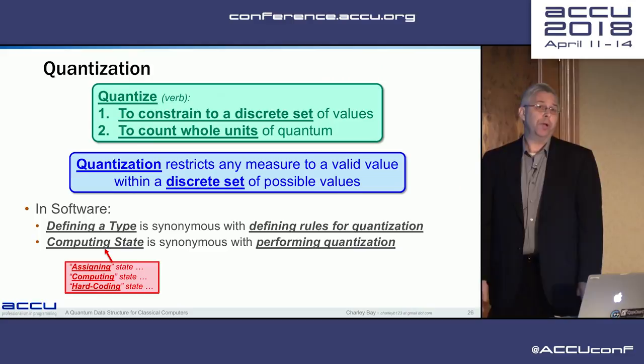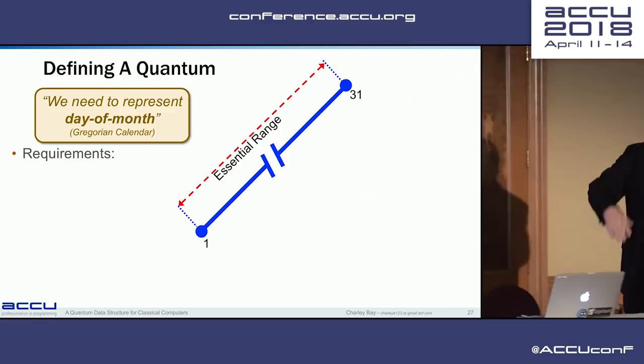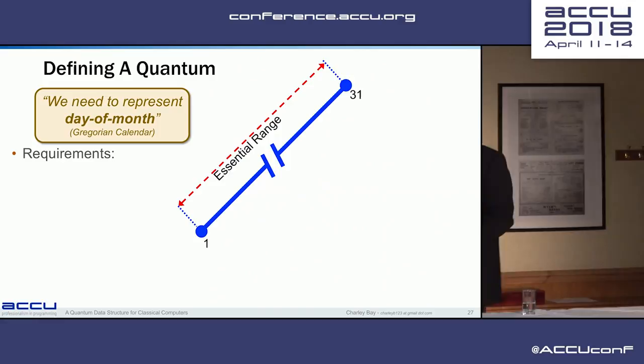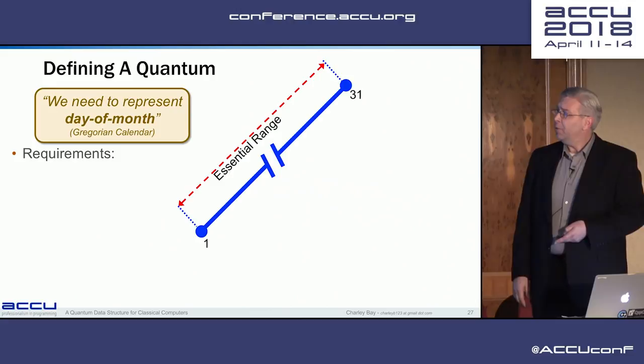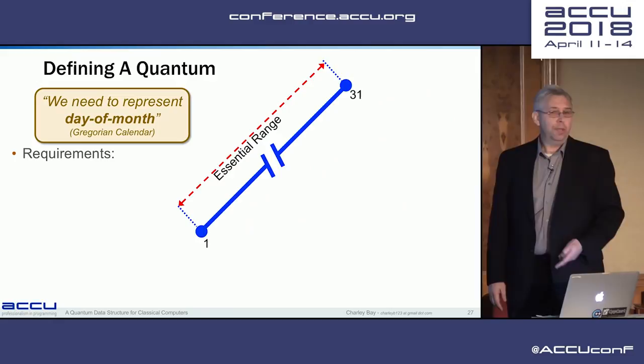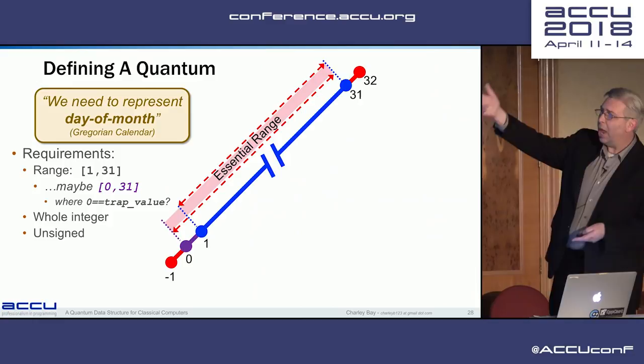Defining a quantum. So let's say, hey, there's this data structure I need, and it needs to represent the day of the month. And well, we all have calendars, Gregorian, and day of the month, we kind of know what the rules are. The rules are kind of this 1 to 31. It's kind of the range we need. So what would we want to select as a data type maybe for this? Probably an int, a little int, it's got to handle basically 1 to 31.